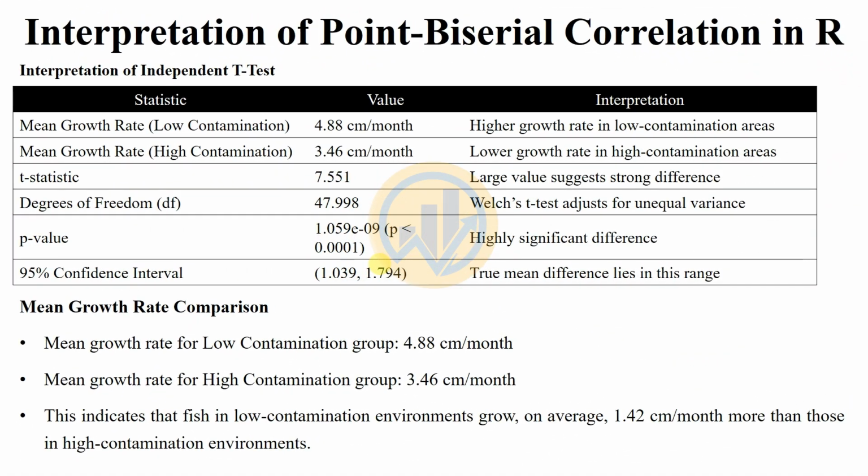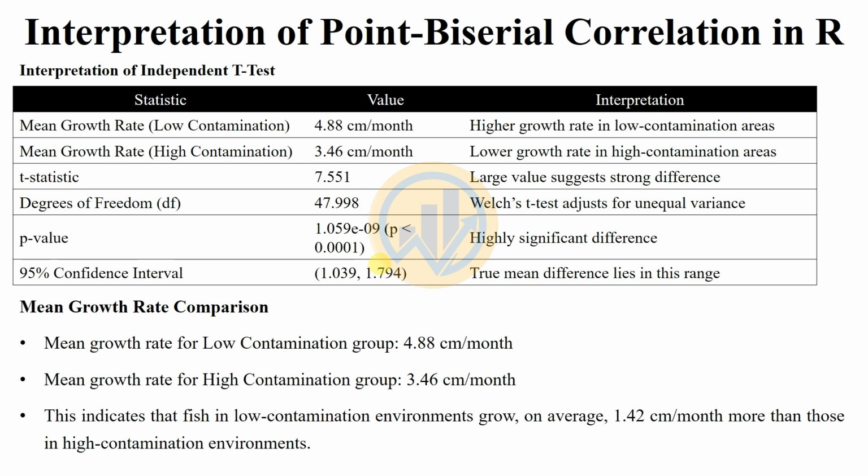So the next one is the interpretation of the independent t-test. The table presents the independent t-test statistics values and interpretations. The table contains the mean growth rate for low contamination, the mean growth rate for high contamination, t-statistic, degrees of freedom, p-value, and 95% confidence interval.